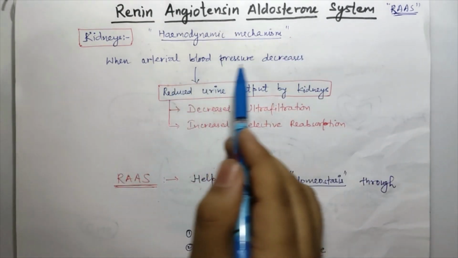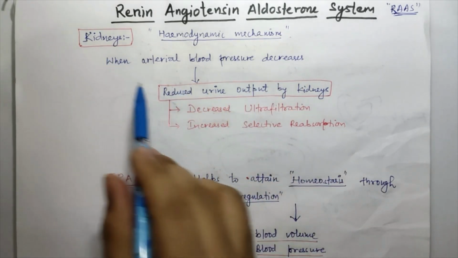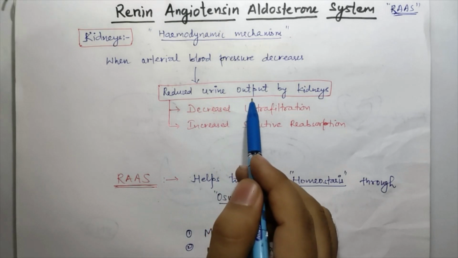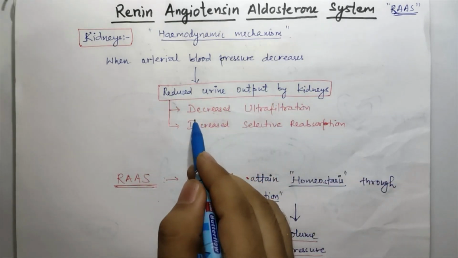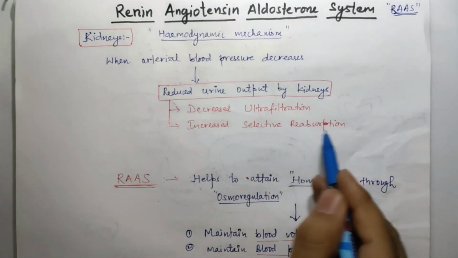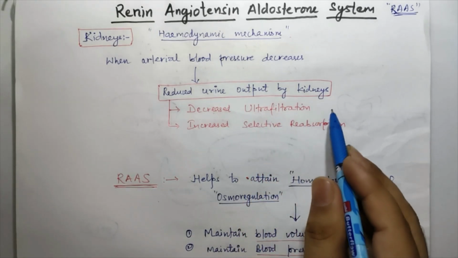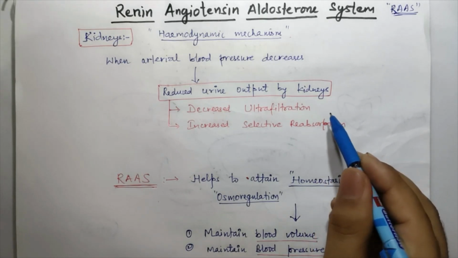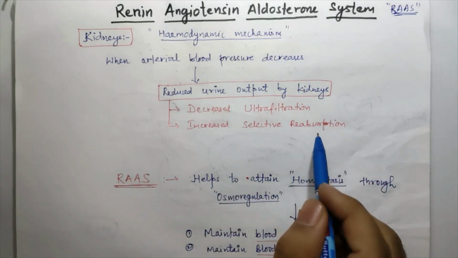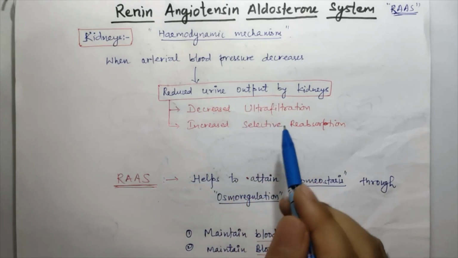Suppose when arterial blood pressure is reduced or decreases, kidneys help in maintaining blood pressure, as they first try to reduce urine output. This is done by two main mechanisms: first by decreased ultrafiltration and second by increased selective reabsorption. Decreased ultrafiltration is concerned with a reduced volume of nephric filtrate formed from the blood, and this nephric filtrate is further selectively reabsorbed from the tubular lumen of nephrons.